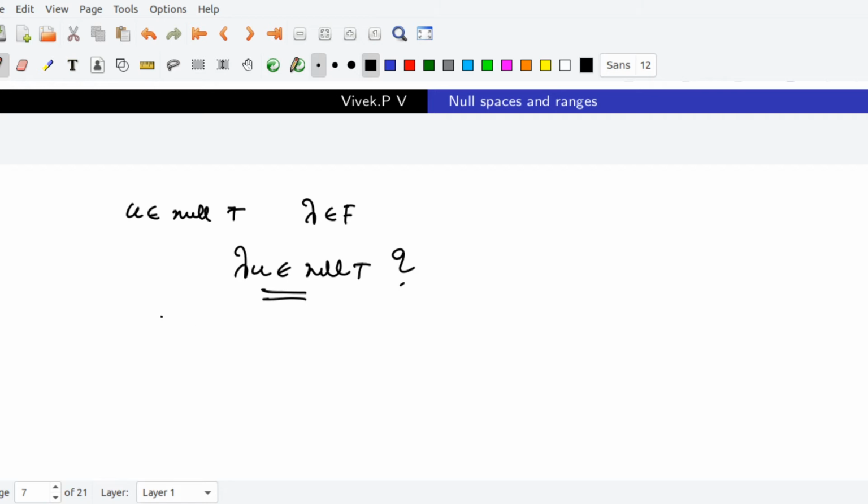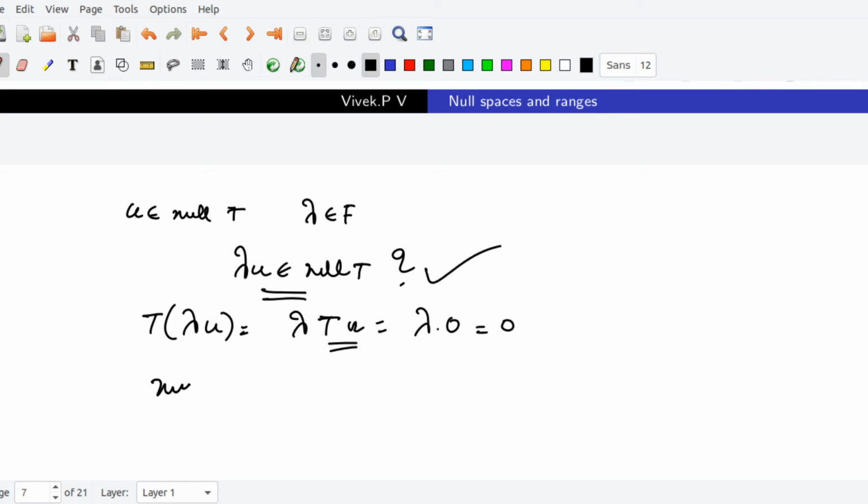So we have to compute T of lambda u. Since T is a linear map, this will equal lambda times Tu. Since u is in the null space, Tu must equal 0. So lambda times 0 equals 0. So T of lambda u equals 0, which means that lambda u belongs to the null space of T. Hence, this null space of T is closed under scalar multiplication.